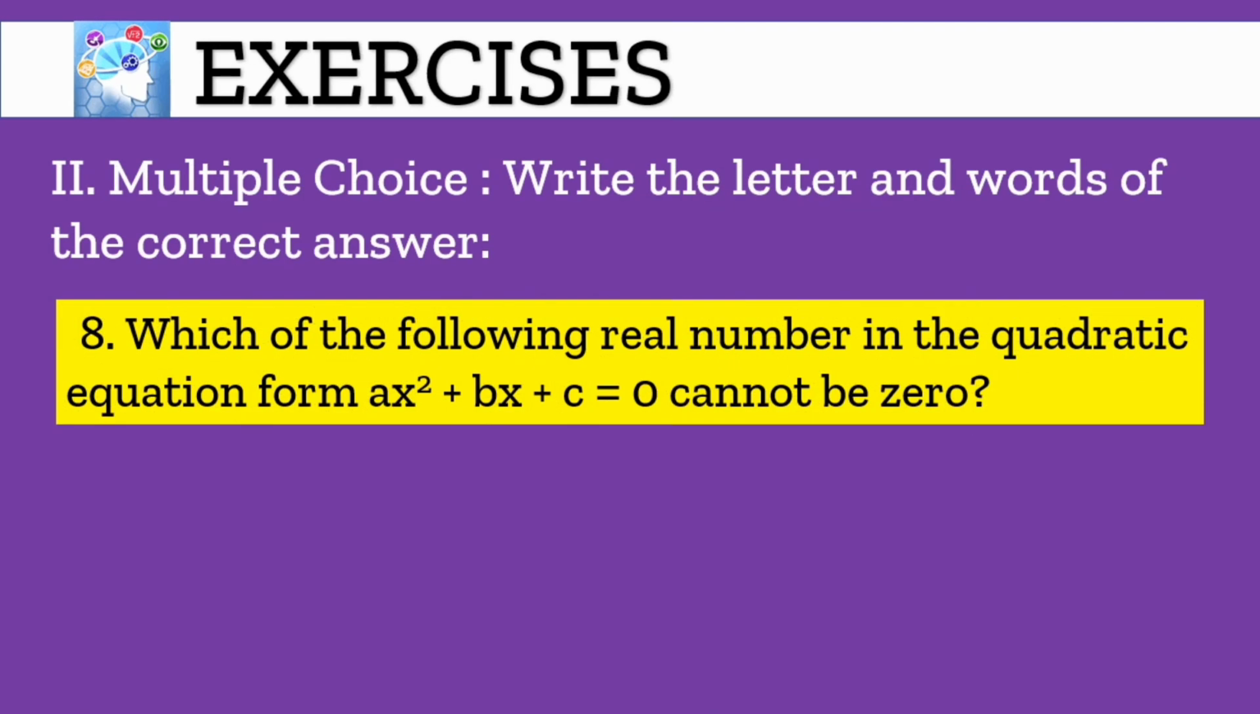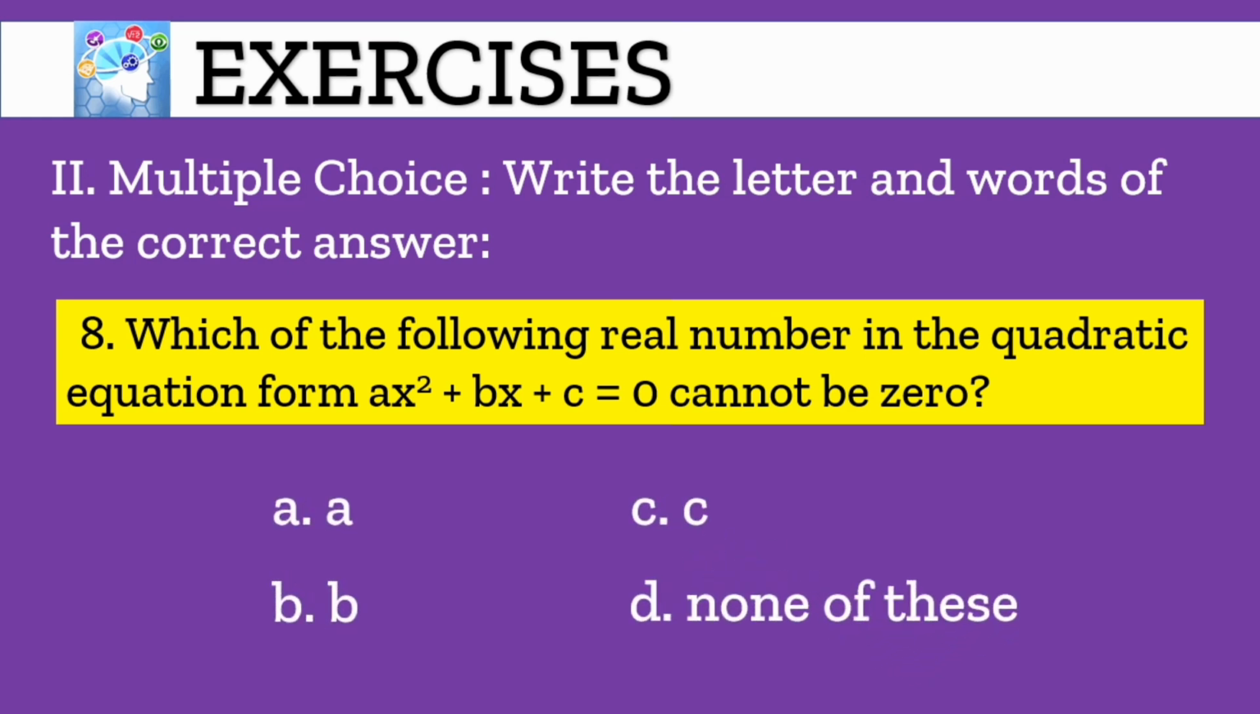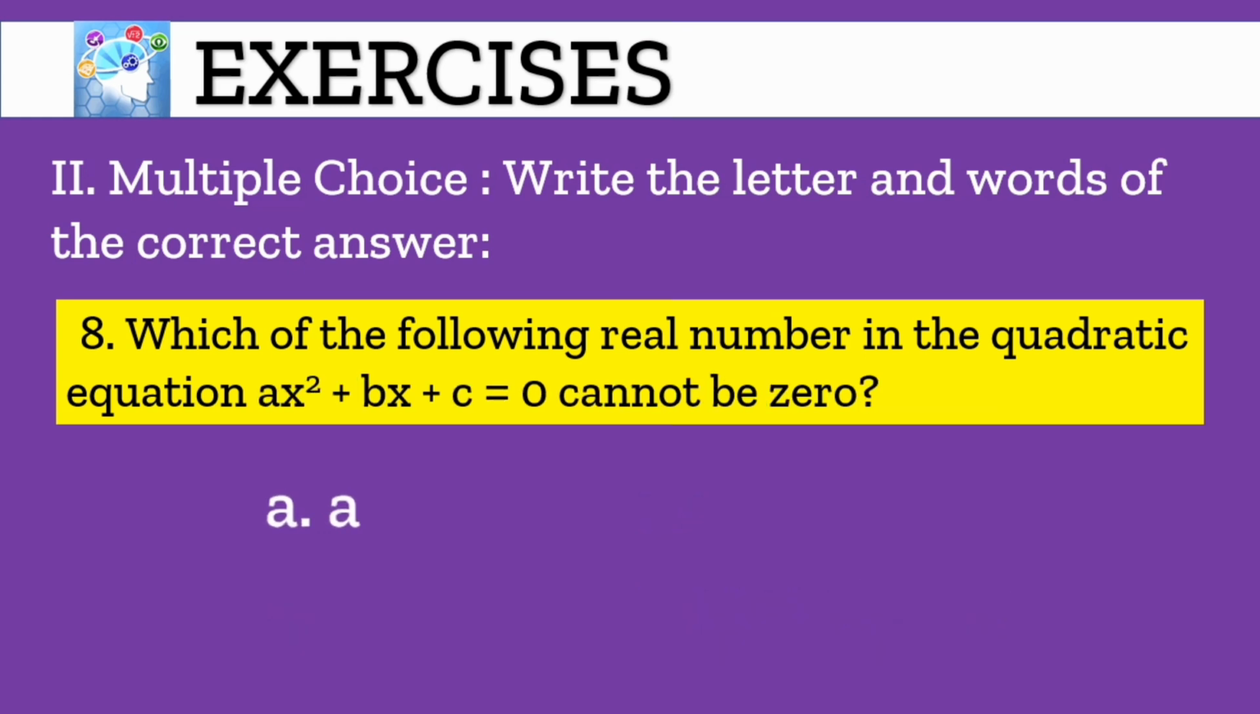Number 8, which of the following real numbers in the quadratic equation ax squared plus bx plus c is equal to 0 cannot be 0? Is it A, B, C, or none of these? Which one should not be 0 in a quadratic? Okay, the answer is A.